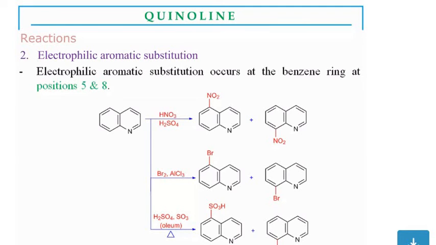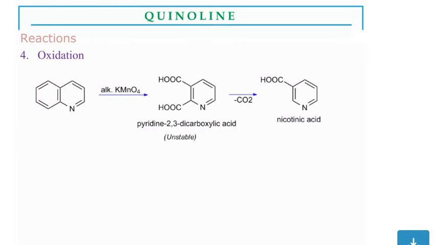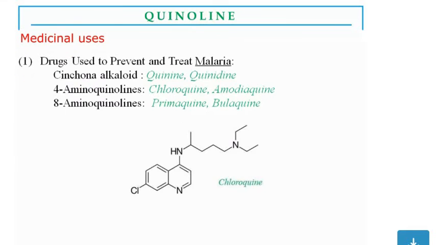So, electrophilic aromatic substitution occurs on the benzene ring at the 5th and 8th positions. Nitro groups at 5th and 8th, bromine at 5th and 8th, and sulfonation occurs at 5th and 8th. Reduction, you can see the formation of 1,2,3,4-tetrahydroquinoline in the presence of H2 and platinum, and 5,6,7,8-tetrahydroquinoline. Now oxidation of quinoline, you will get nicotinic acid. Reaction with sodamide at high temperature, you will get 2-aminoquinoline.